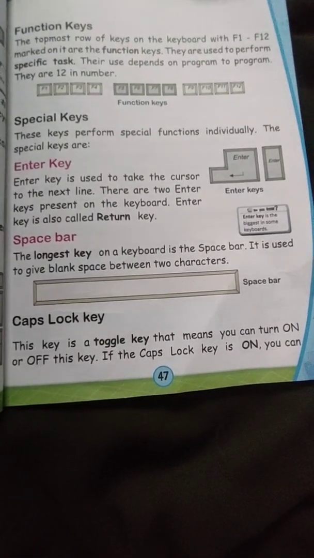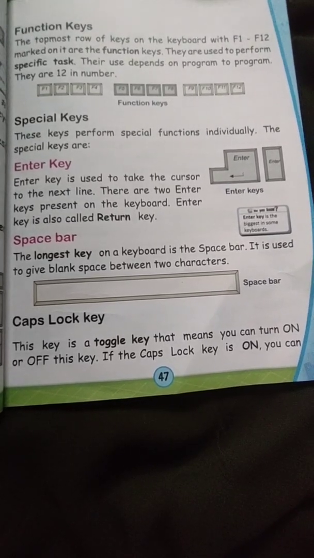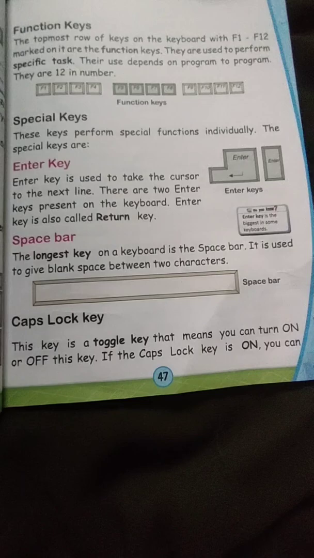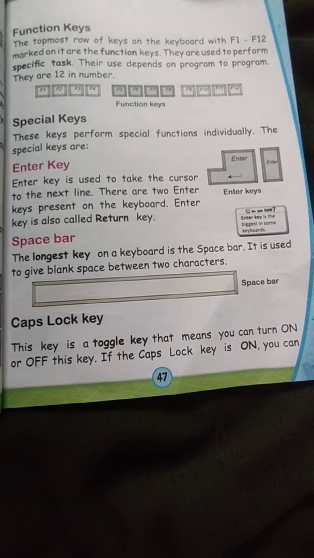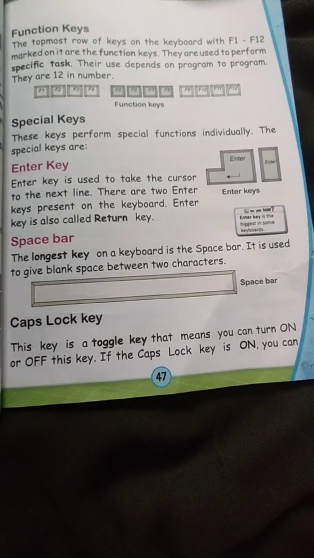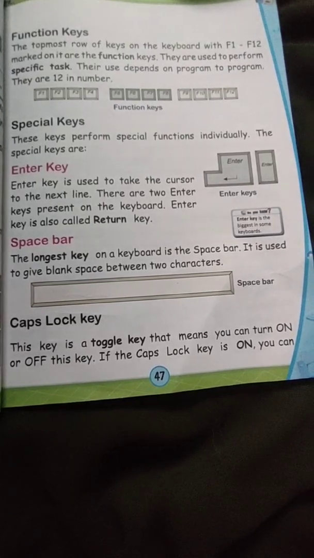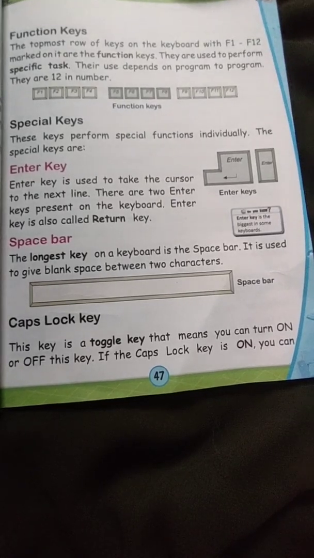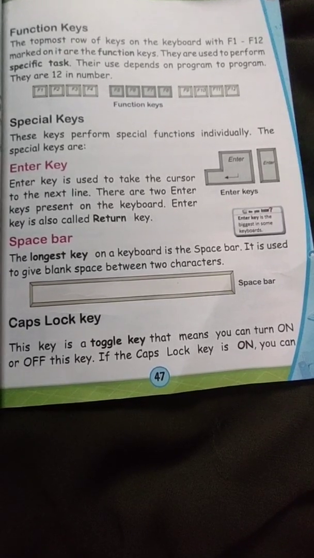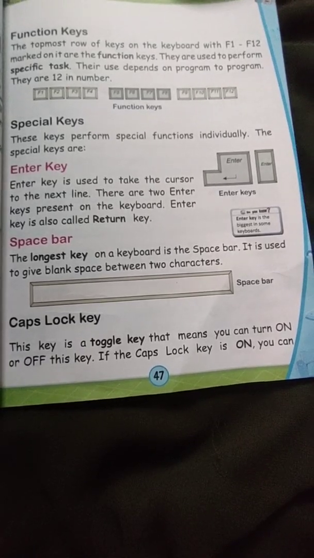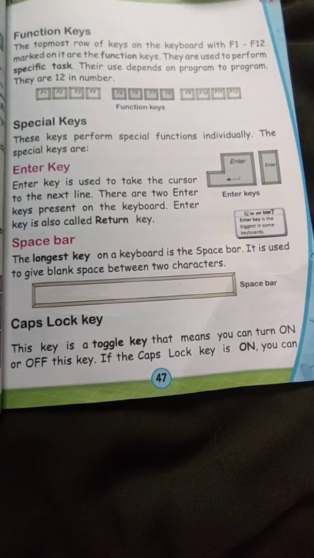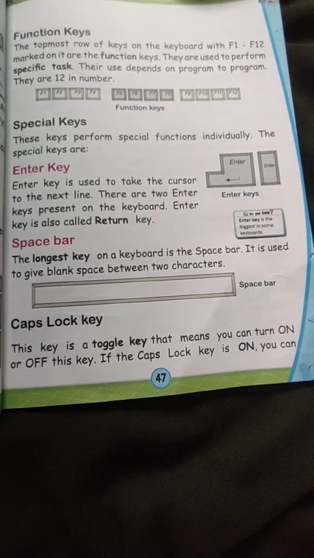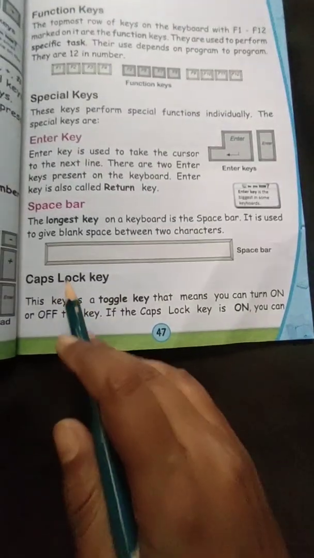So when you put the cursor on the last letter of the word Rohit, at the end of the letter T, and then press the spacebar key, and after that write the word Singh, you will see that a space is given between Rohit and Singh. So the spacebar key is used to give a space between two characters.